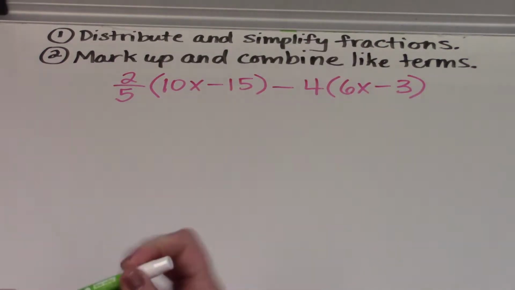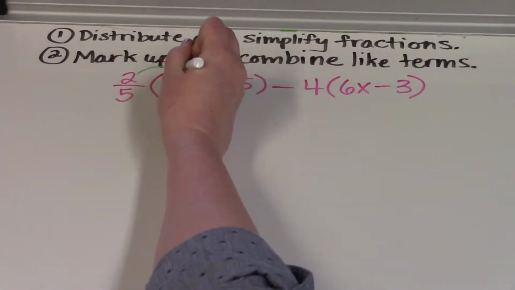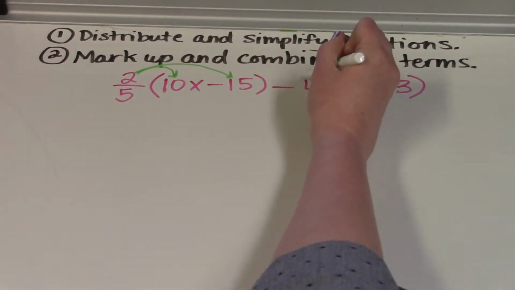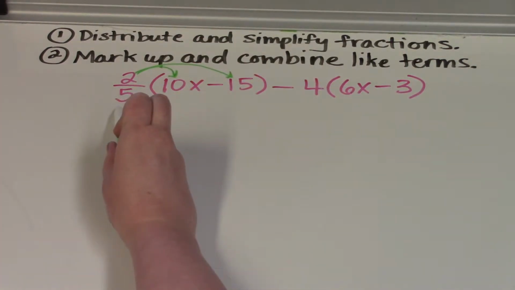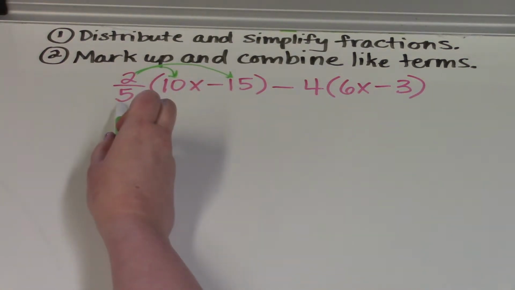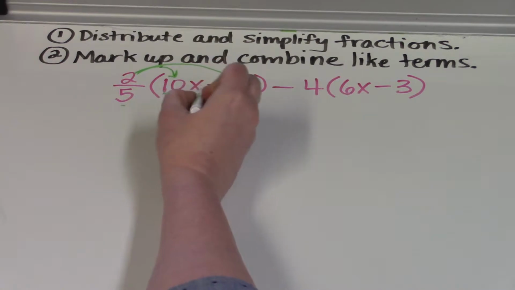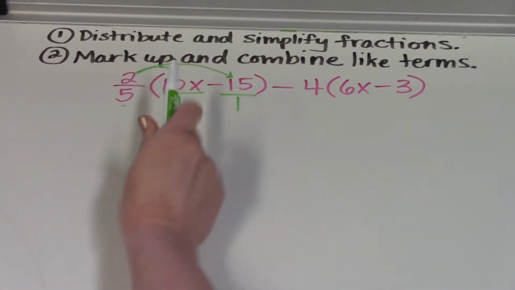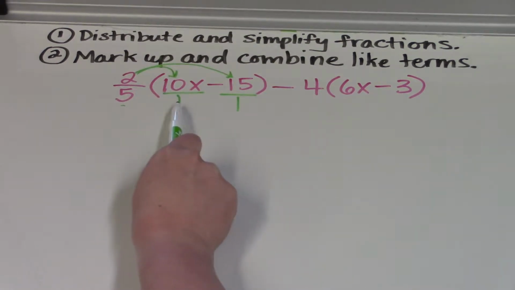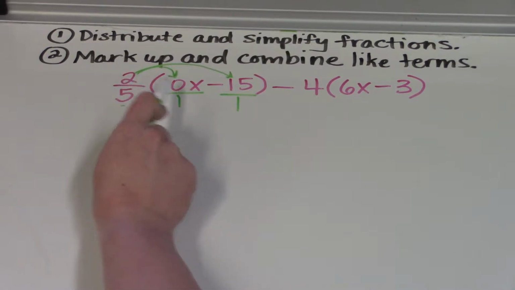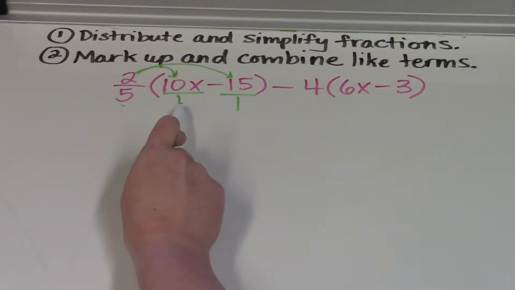In step number 1, we're going to distribute and simplify any fractions that happen to come up. So when we distribute, we're actually performing the operation of multiplication. When I multiply 2/5 times 10x minus 15, because 2/5 is a fraction, it would be helpful if the numbers in the parentheses were fractions also. So remember, you can make any whole number a fraction by putting it over 1. When you multiply fractions, remember that you multiply the numerators together and the denominators together.